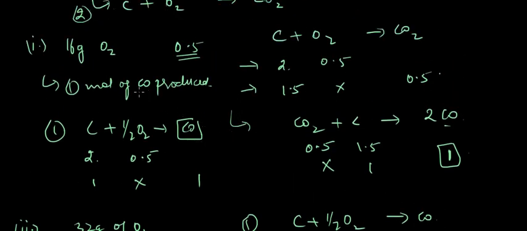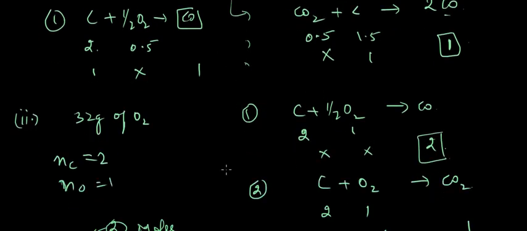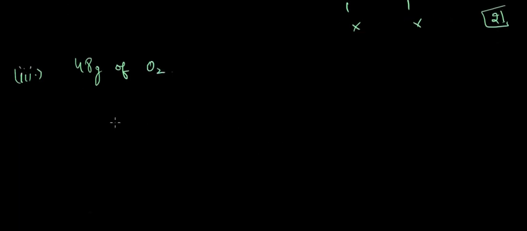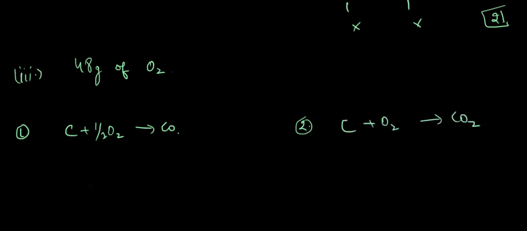Here we had 1 mole of carbon monoxide produced. Let's see what happens in the third case, wherein we have 48 grams of oxygen available. From the first reaction, C plus half O2 gives CO, and the second is C plus O2 gives CO2. Here we will have 1.5 moles of oxygen and 2 moles of carbon atoms.